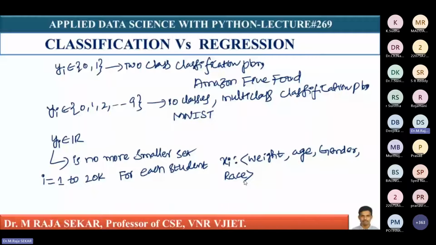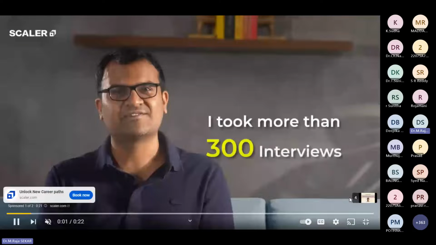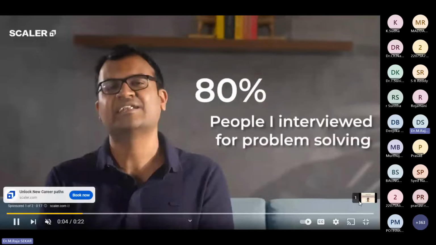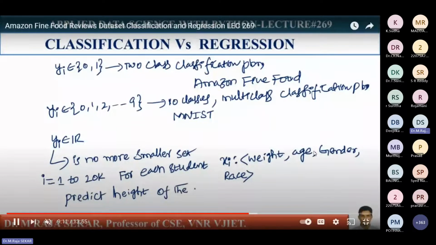There I will discuss. For the time being, just understand: let me say I have xi. In xi, I have weight, age, gender, race. This is my xi. Now, what do I have to predict? I have to predict yi. What is my yi? I would like to predict the height of an individual, by that person's weight, gender, race, all those things. By using those features, weight, age, gender, race, by using these x, I would like to predict yi. Yi means height. Let me assume here I predict height.